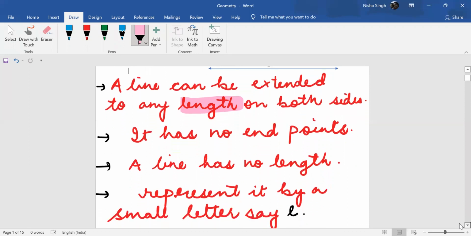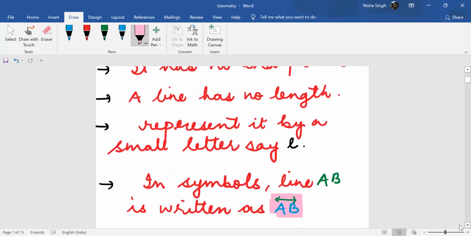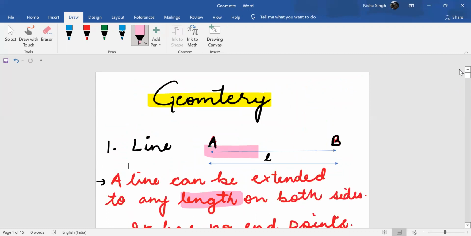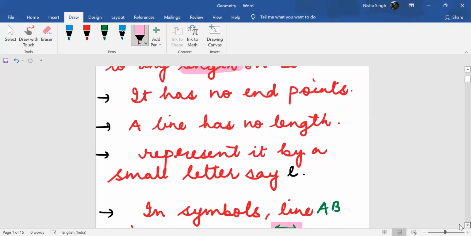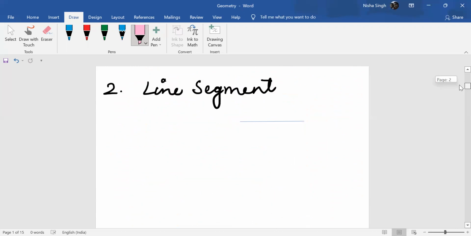And if the name of line is not given in your question, what you will do? Sometimes at that time you will represent a line by small letters, say l, because line starts from letter L. Now I'm talking about the spelling. So it can be denoted as small l. And in symbols, you will write line AB. We were talking about this line. So AB. In symbols, you will write it as AB, and above it you will draw a small line.